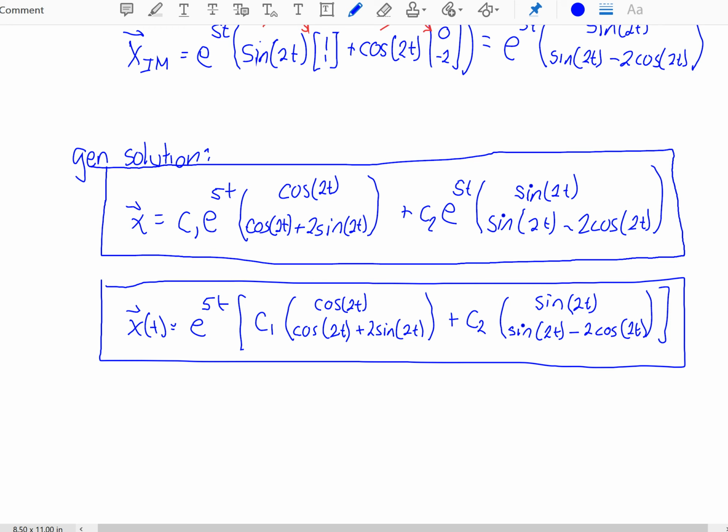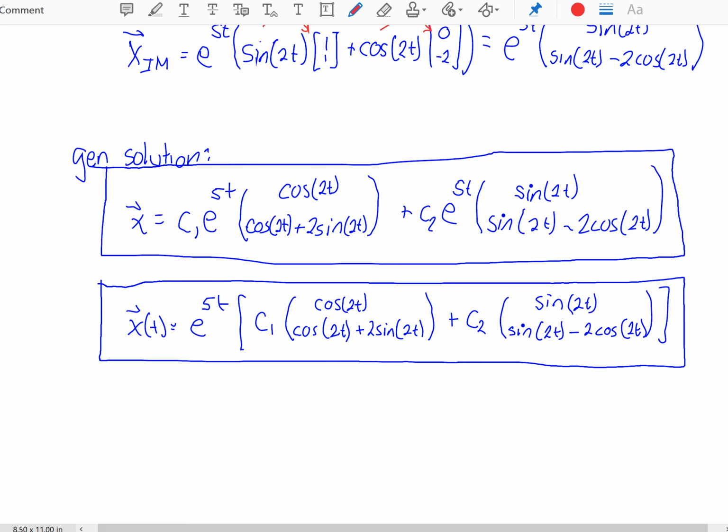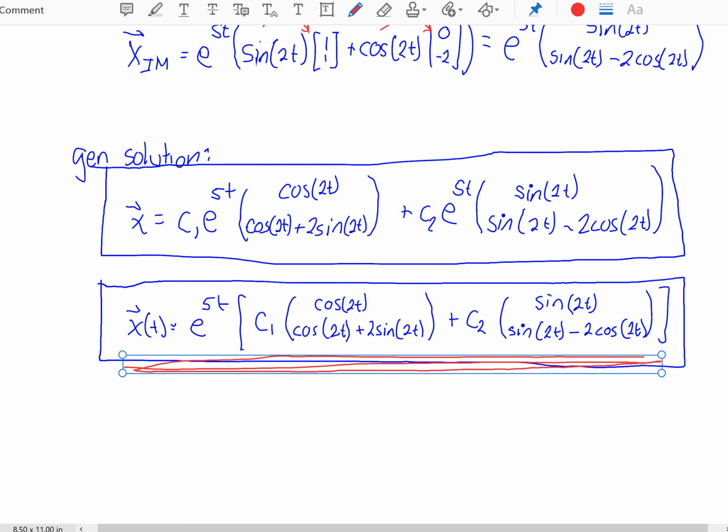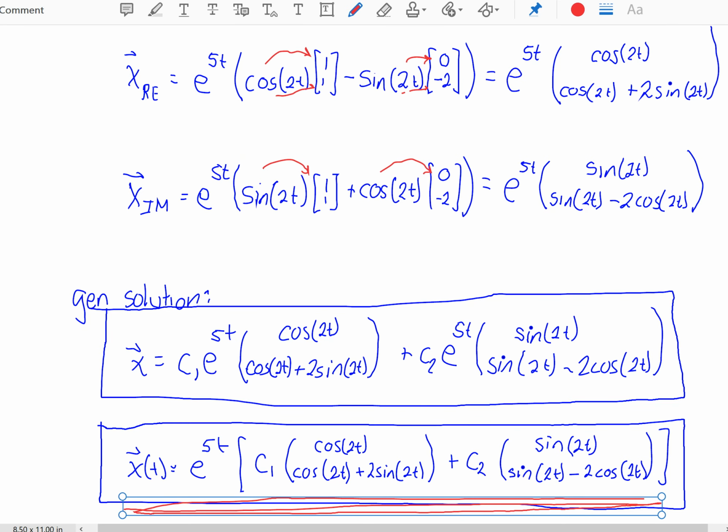However, in past semesters, it seemed like a majority of my students would write the answer in terms of this second form. Maybe because there's less factors of e to the 5t to write. And obviously maybe there's some places you could skip some steps. Once you identify what the real and the imaginary portions of your solutions are, you can probably just jump right to the second form of your solution.